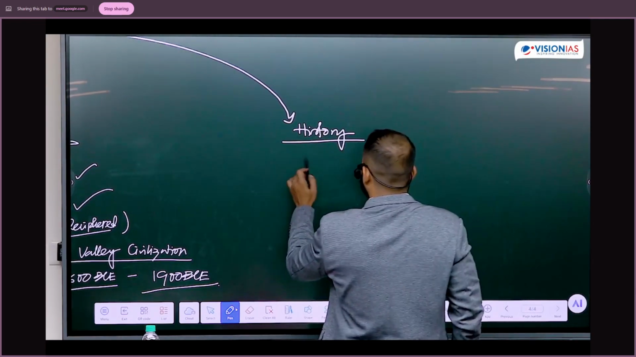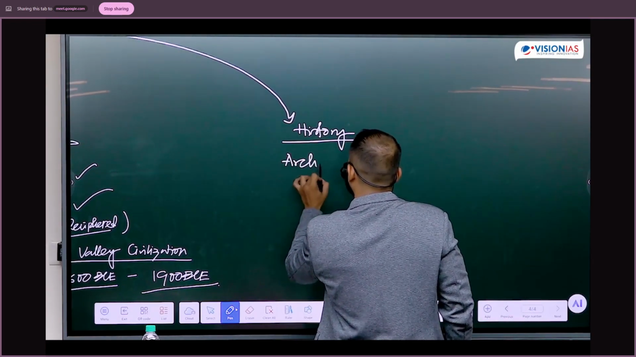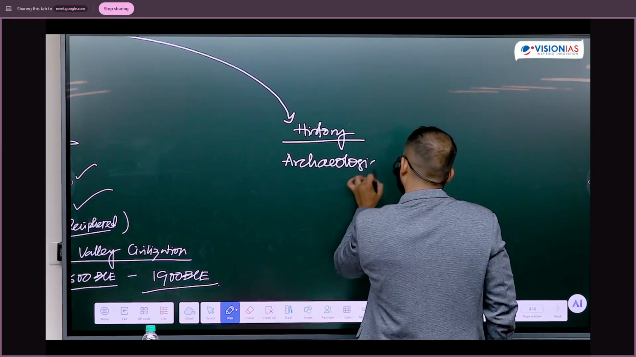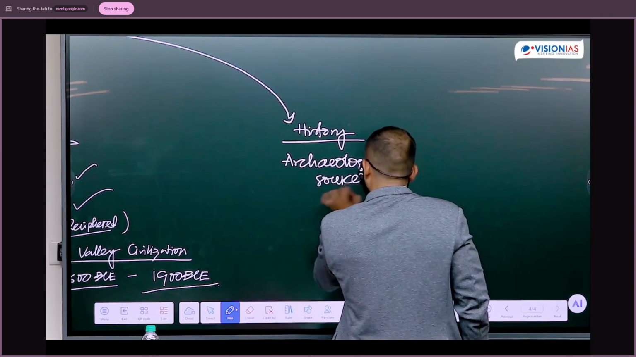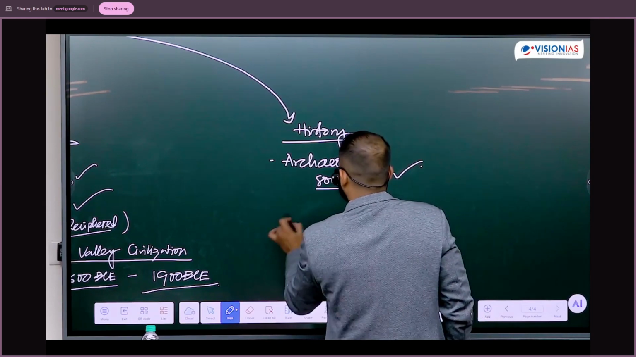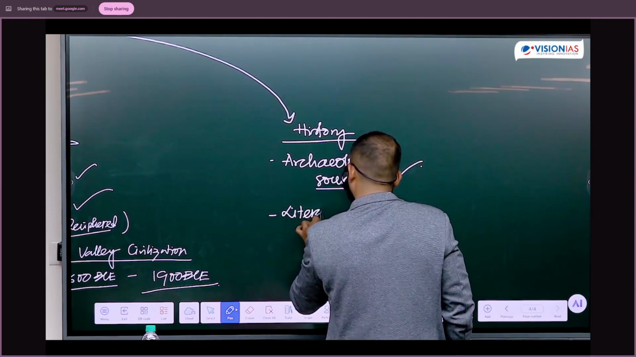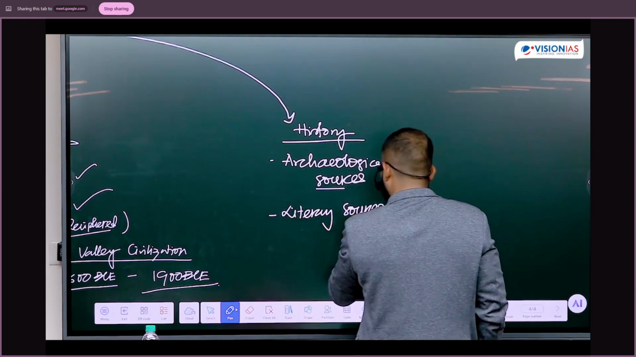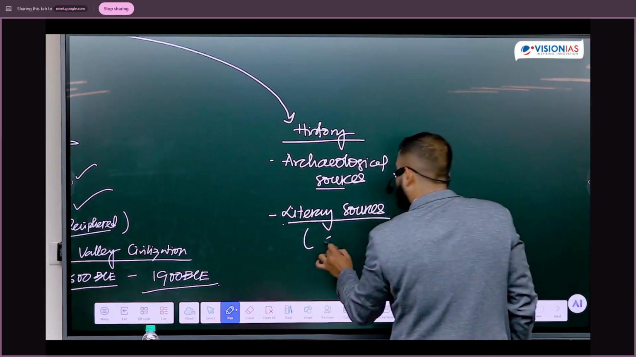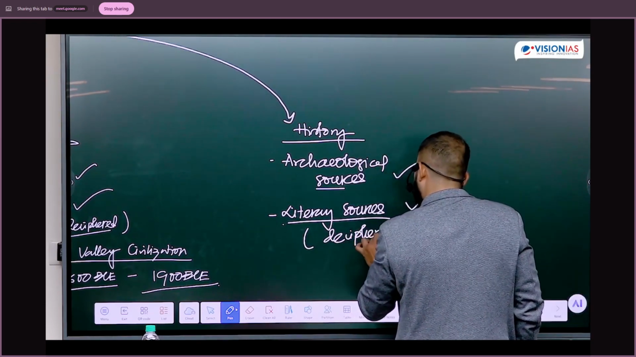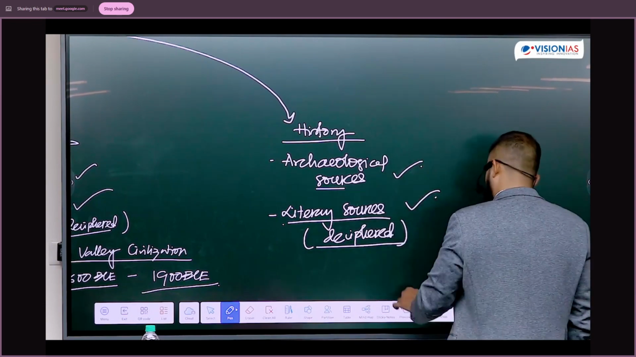What is the source? Should you find archaeological sources? Archaeological sources. The answer is yes. Would you find literary sources? Literary sources. The answer is also yes. And it is also deciphered. That means we can read whatever has been written.